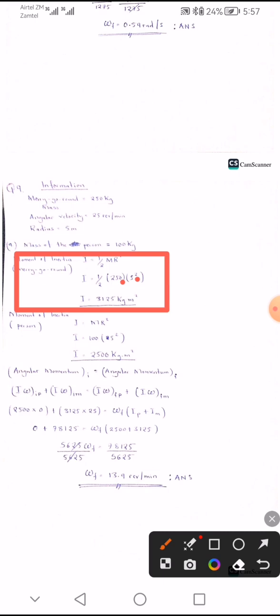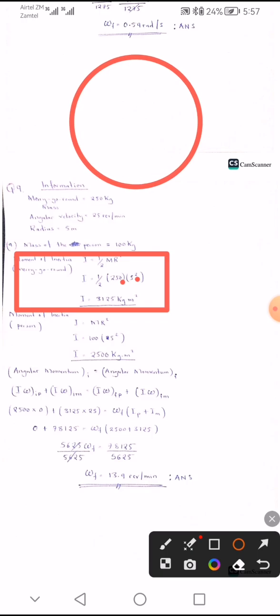And so we work that out and get the moment of inertia equals 3,125 kg meter squared. Okay, so now the moment of inertia of the person. Remember, the question has told us that the person is seated on the edge of the merry-go-round. So if we take that person as a point object, then we can find his or her moment of inertia, because we are simply going to use the radius as a point mass.